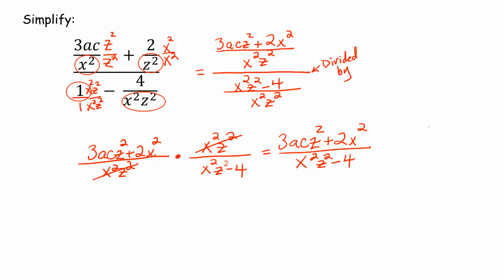There is no way to reduce this. There is not a common factor here. 3acz squared plus 2x squared, and then we have on the bottom x squared z squared minus 4. They do not have a common factor that they all share. You can't do any canceling at this point.